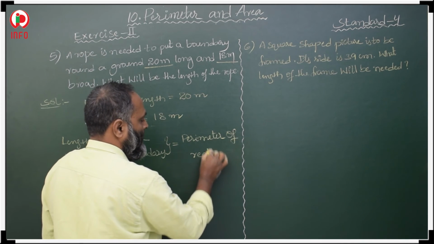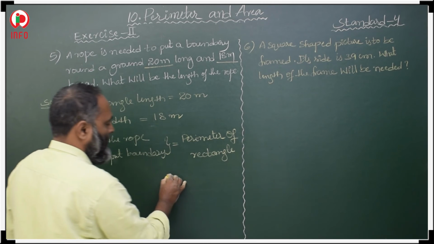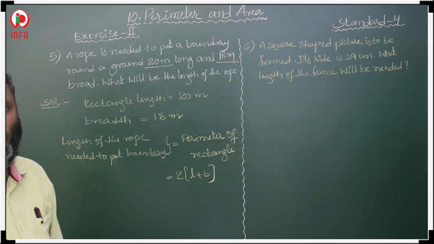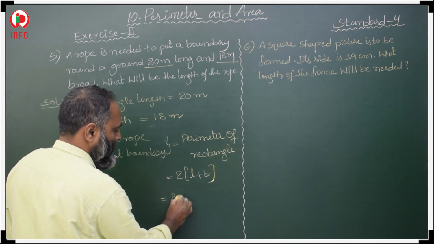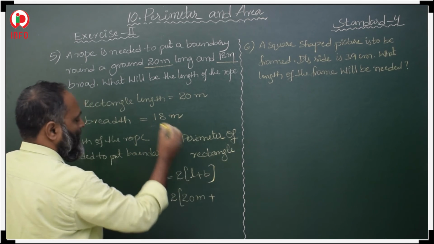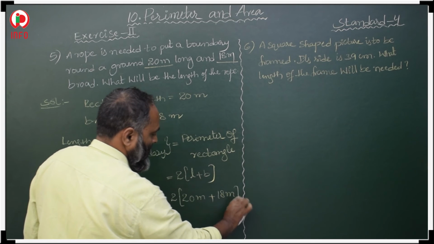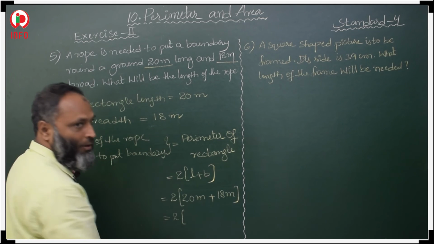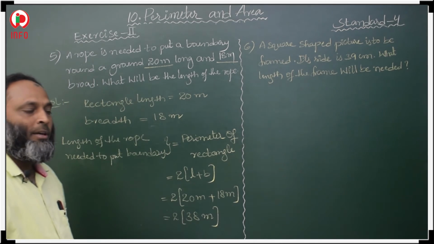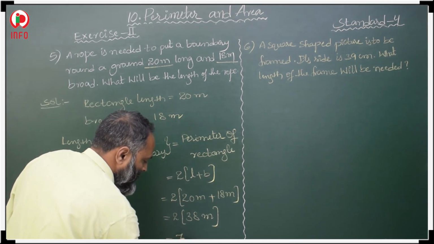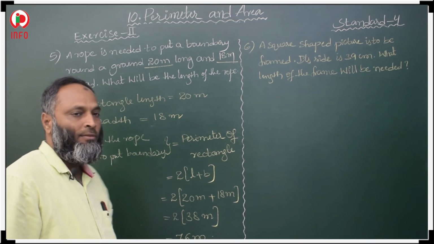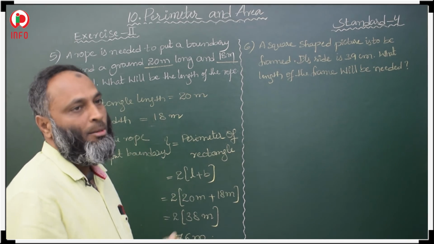What is the perimeter of a rectangle? 2 times length plus breadth. What is the length here? 20 meters. And what is the breadth here? 18 meters. Then 2 into 20 plus 18, that is 38 meters. 2 38s are 76 meters. So this is the boundary, length of the rope. This much we need to make a boundary with a rope.